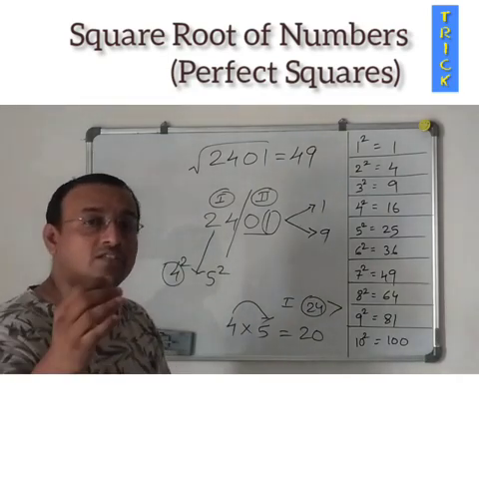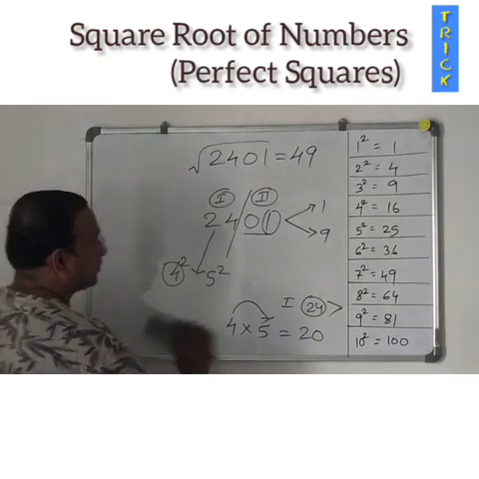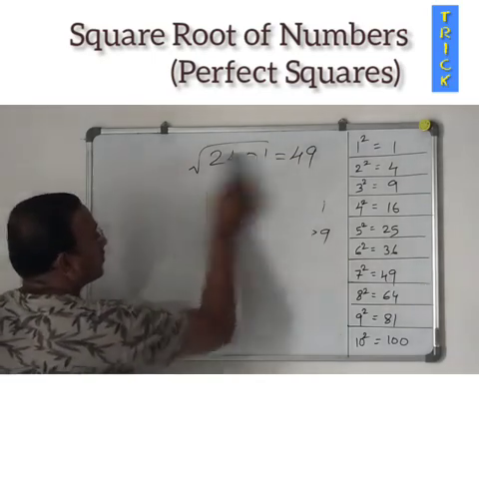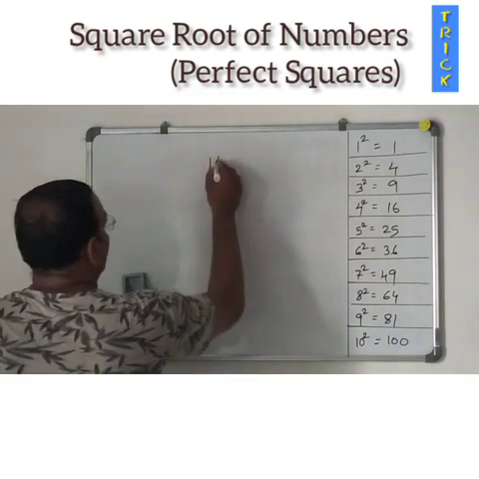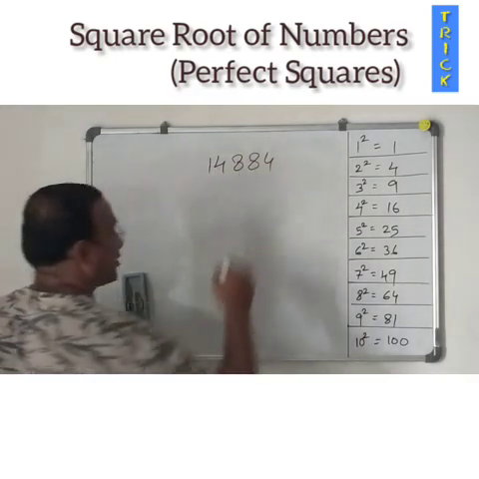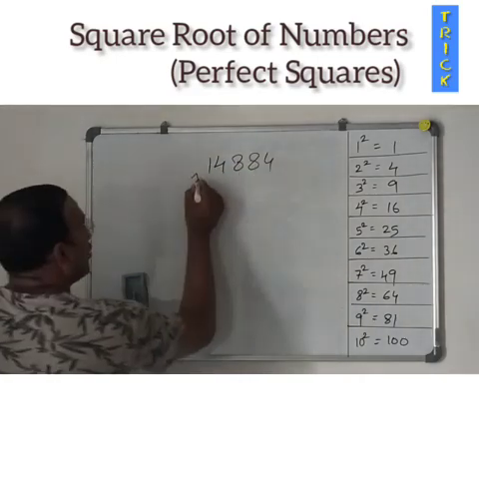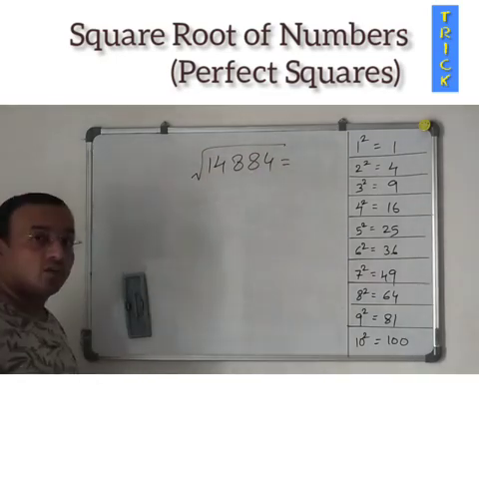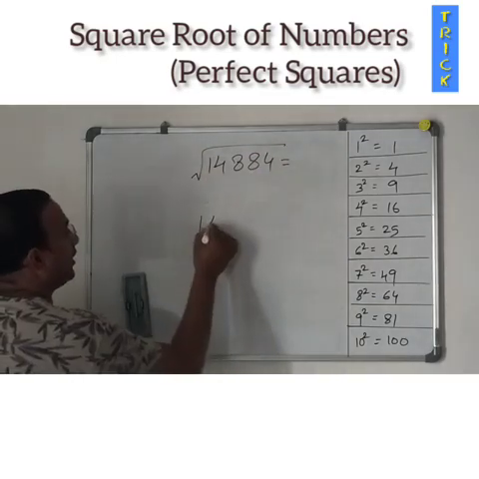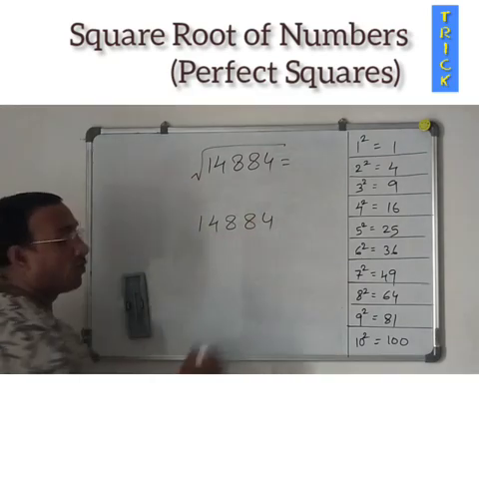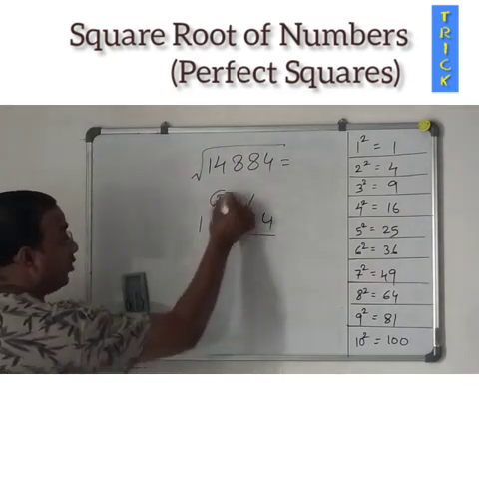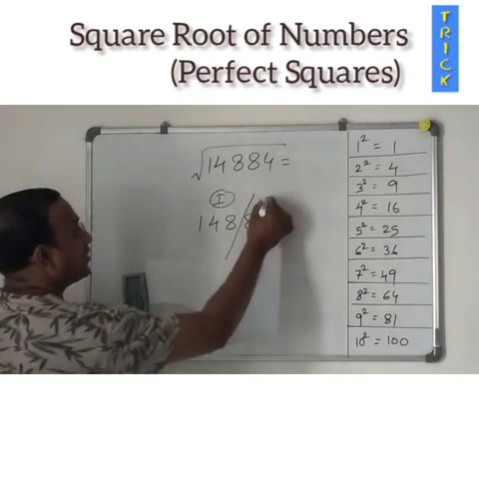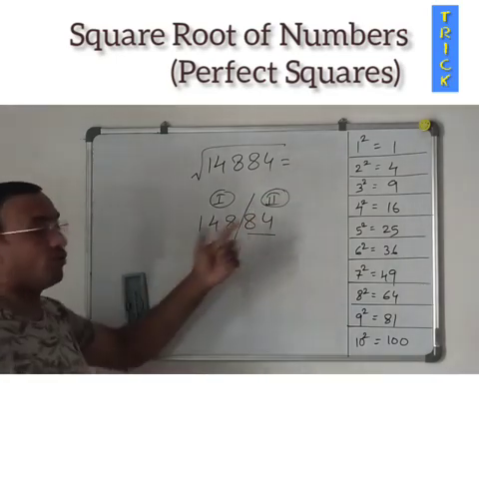Okay friends, let's try with a 5 digit number. So let's take 14884, friends. Okay, let's find the square root of this. So what do we do? We write the number first. And we take a pair and divide this. So this is the first part. You got 3 digits, friends. And this is the second part, always fixed 2 digits.